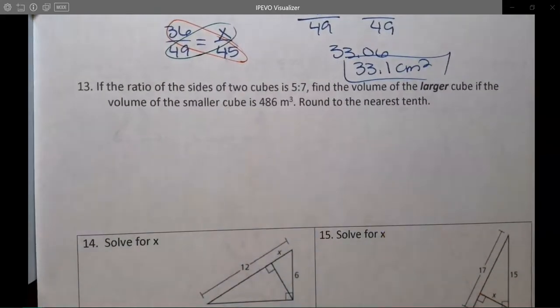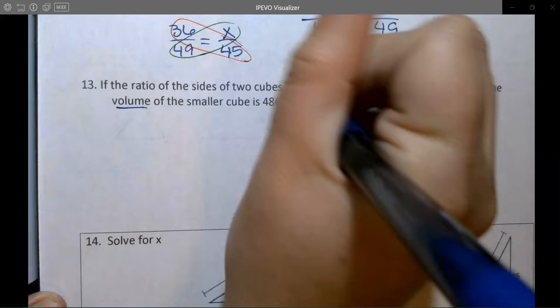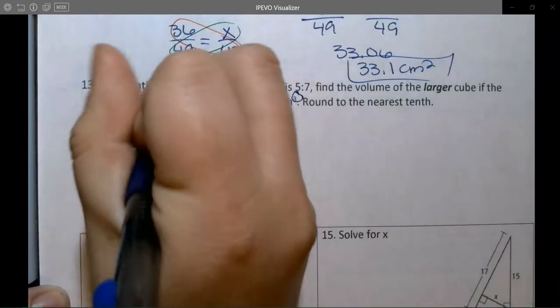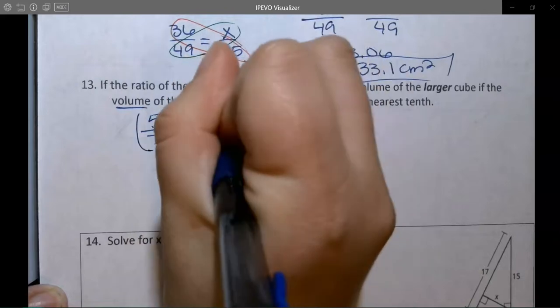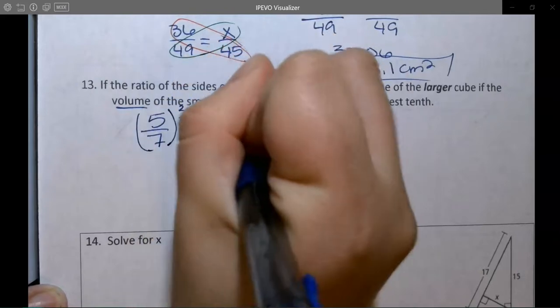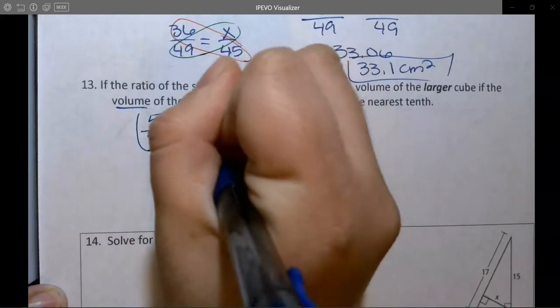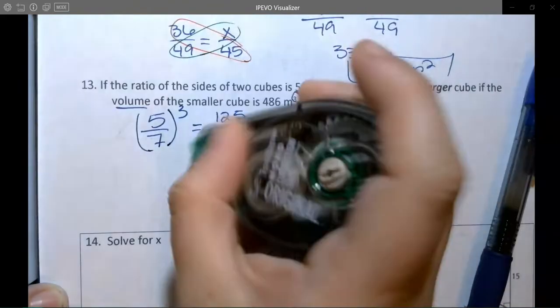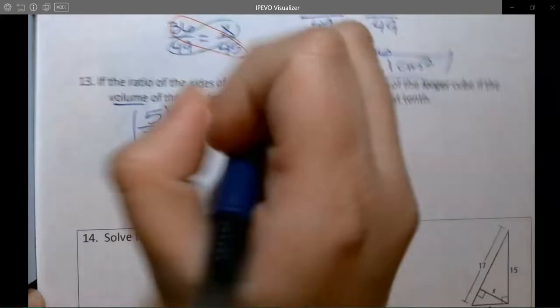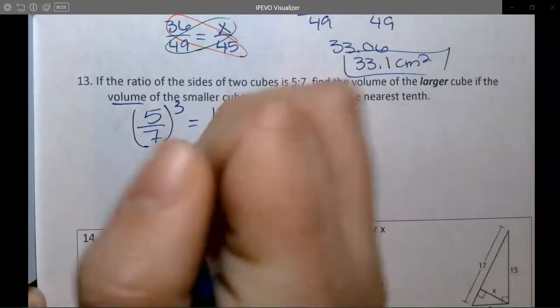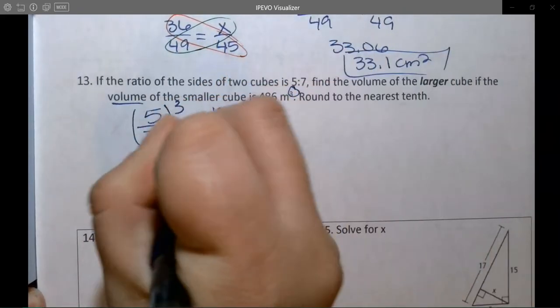Okay, number 13 is talking about volume. Key number for volume is 3. So I'm going to want to cube my ratio. So I have 5 cubed, which is 125, and 7 cubed, which is not 7. On Desmos, I could type this in by typing 7, shift 6 to get the exponent, and then 3, which gives me 343. So that's the ratio I want to use for volume.